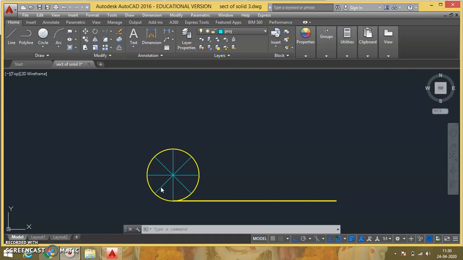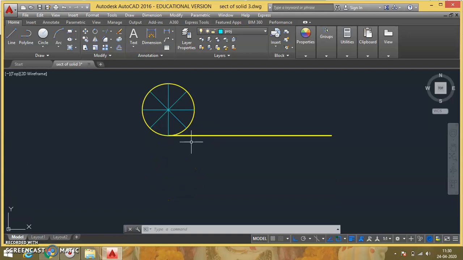Now since we have divided this circle into 8 equal parts, I have to divide this line also into 8 equal parts. To do so, you can draw a line inclined here at some angle, and take some length of the line. Since I have to divide into 8 equal parts, for my ease I'll draw a length of 160 mm at an angle of 30 degrees. So I have drawn a line at an angle of 30 degrees.